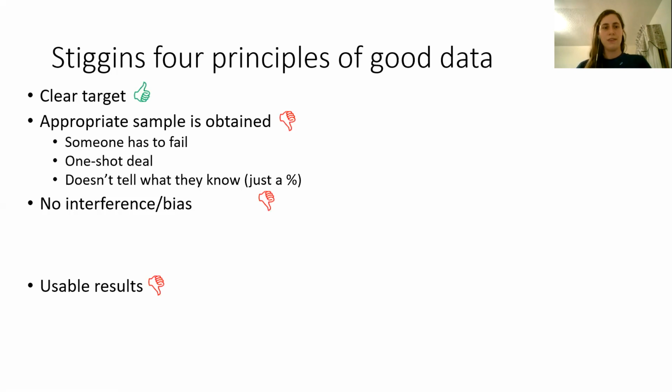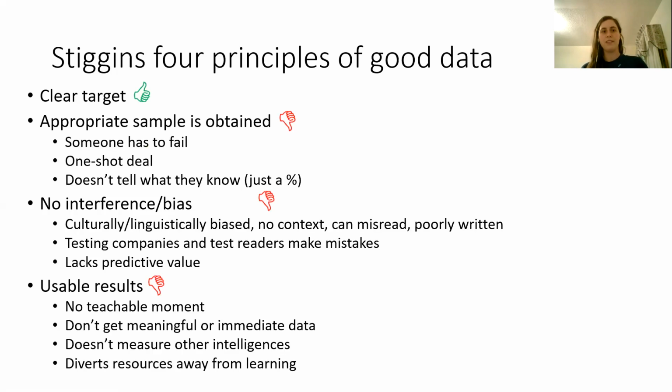All right. So high stakes tests, or standardized tests, I should say, do have a clear target because they know what they're assessing. Like when I took the MAP test for math, it was 5th grade math or whatever. And they do not have an appropriate sample that is obtained because someone has to fail. Someone has to be in the basic category.